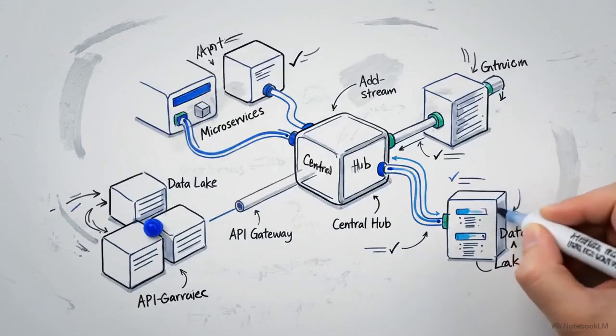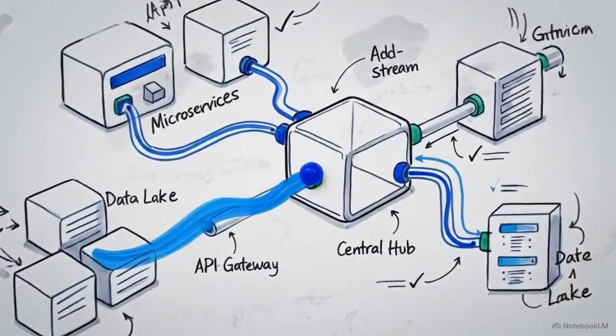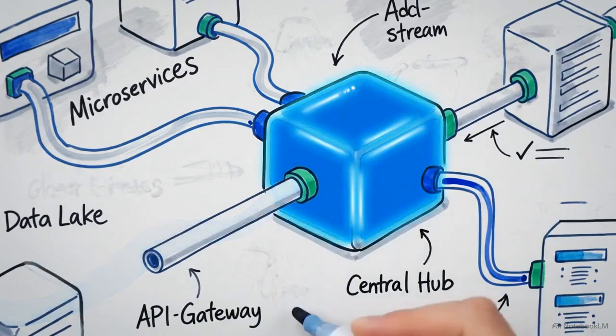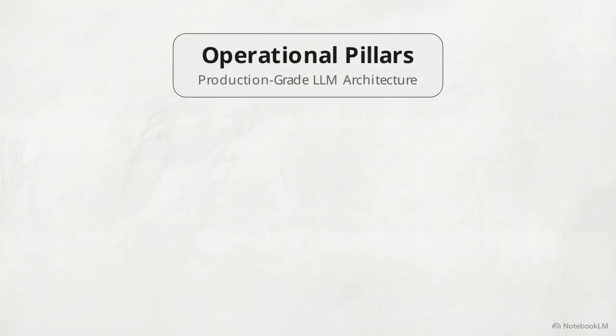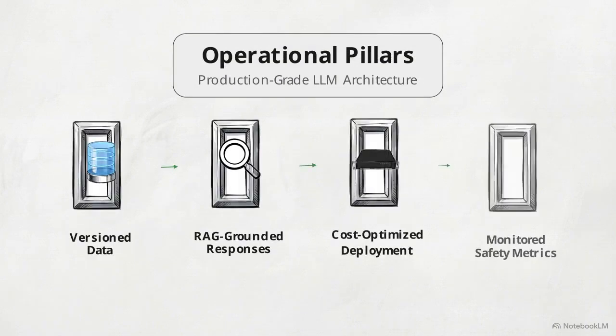We successfully routed a query to a vector database, retrieved custom context, generated a fast INT4 response, and scored the output with an automated judge. You now have the core operational pillars in place: version data, RAG-grounded responses, cost-optimized deployment, and monitored safety metrics.